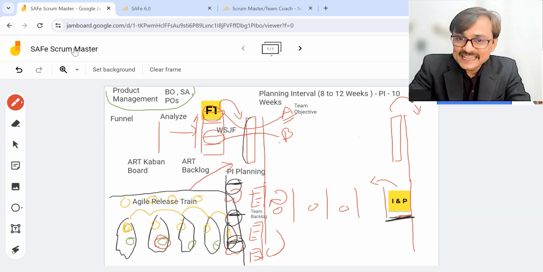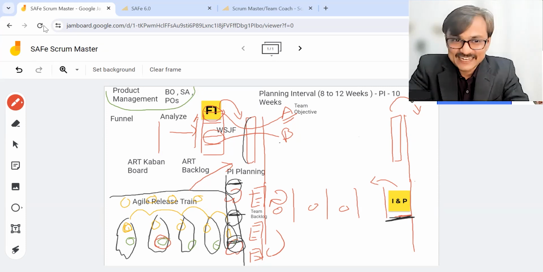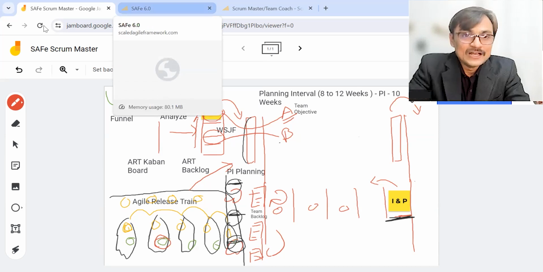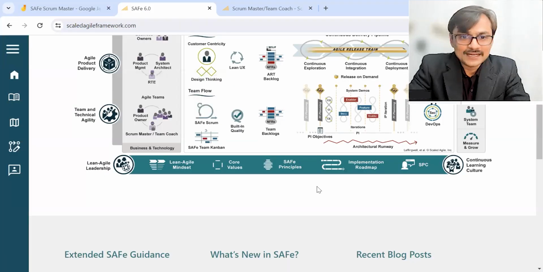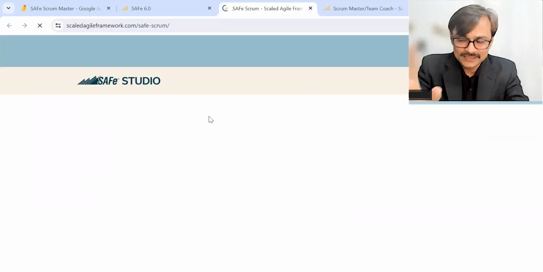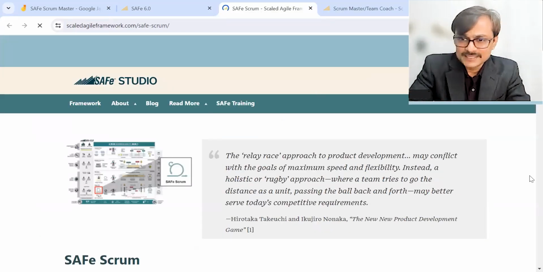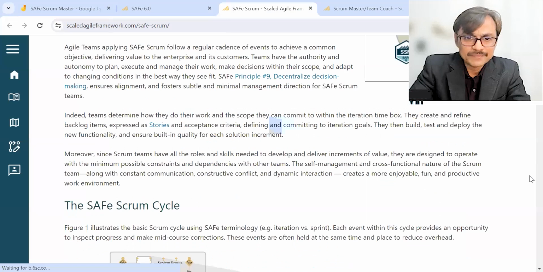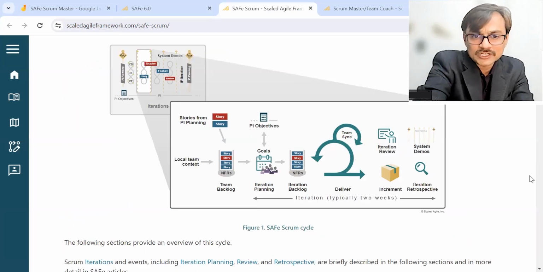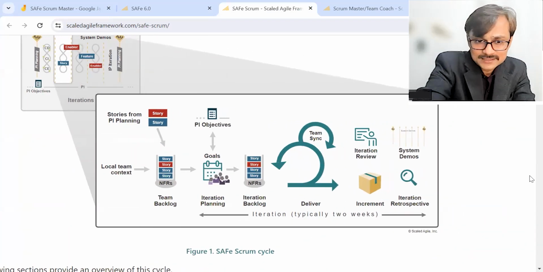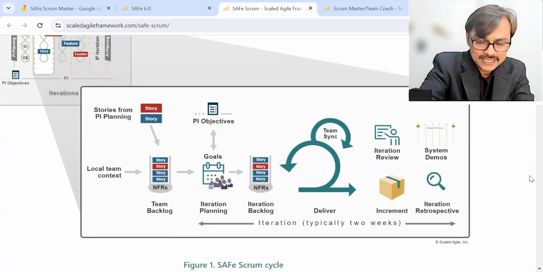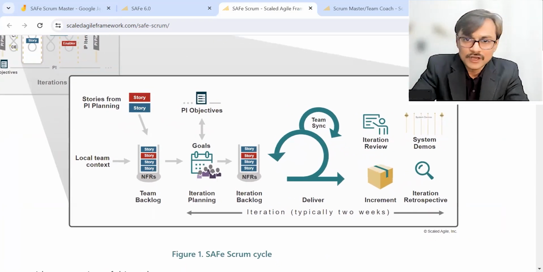So now I can say the SAFe Scrum can get started. Now we can start the SAFe Scrum. So I can go to Scaled Agile Framework and click SAFe Scrum now. We can probably use this diagram to understand how SAFe Scrum operates inside SAFe, and probably we'll take a reference of a Scrum Master role as we go along.